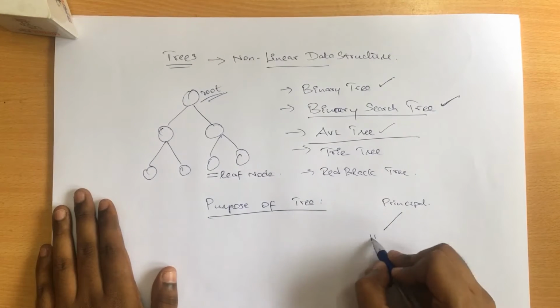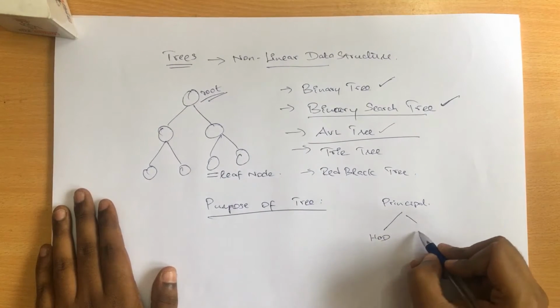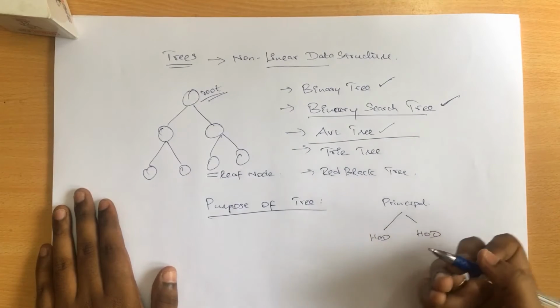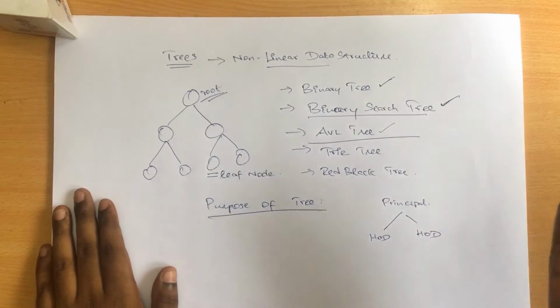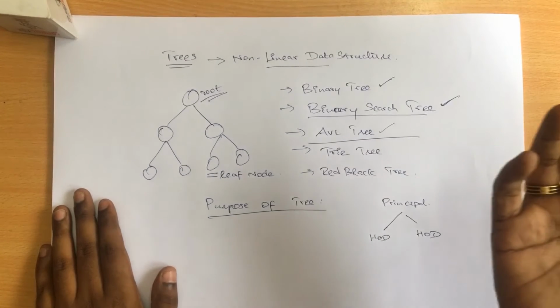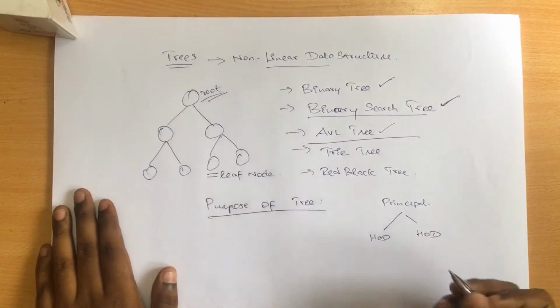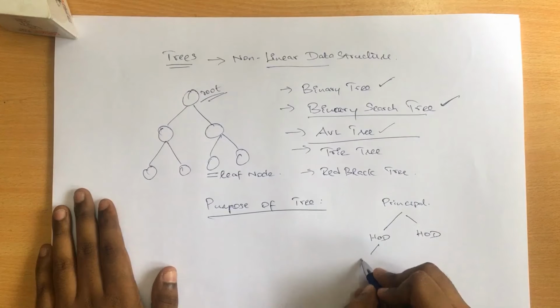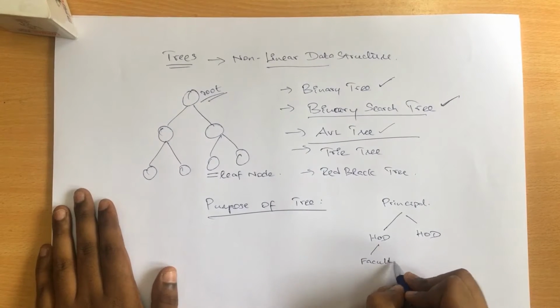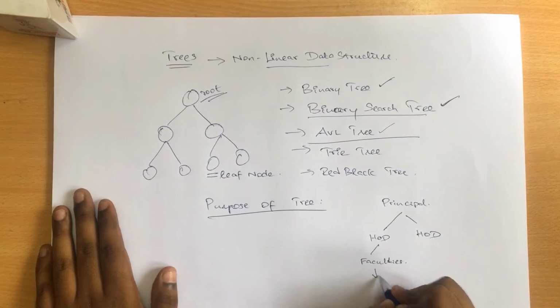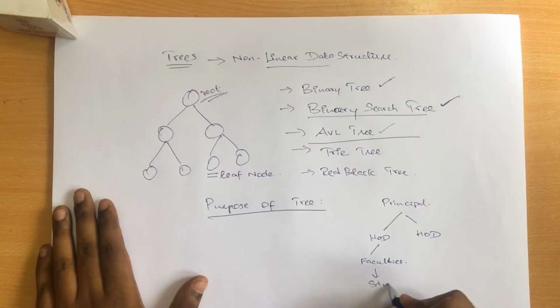Below the principal, you will have the HOD, right? You'll have multiple HODs for all the departments. For example, it can be CSE, ECE, civil, mechanical, and whatever department it might be. Under the HOD, you'll have faculties. And under the faculties, we'll have students, right?